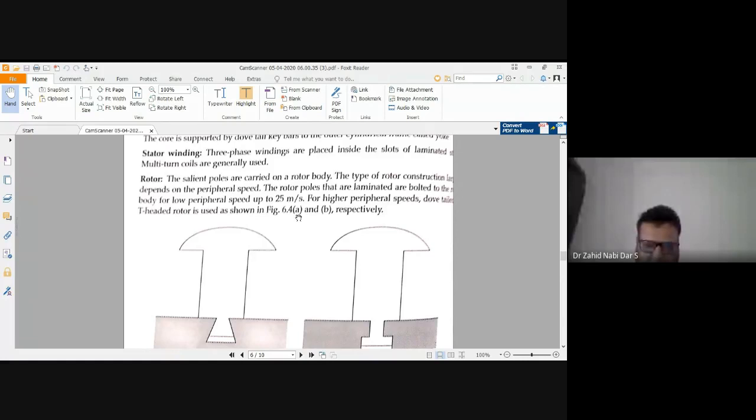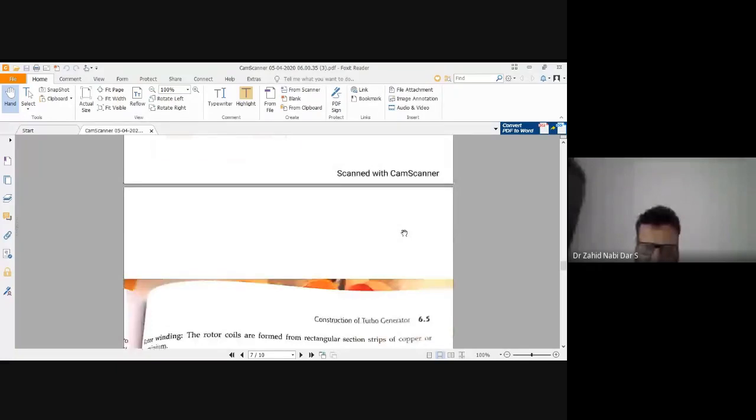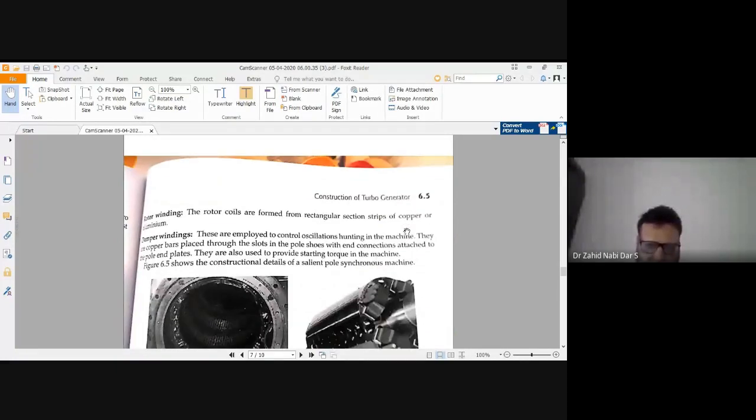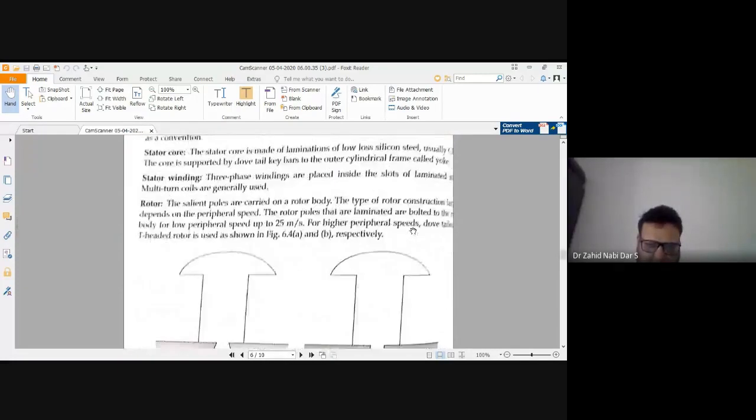For higher peripheral speed, a dovetail T-shaped rotor is used. For lower peripheral speed, a little higher, a T-shaped rotor is used because it can withstand the centrifugal force. Now let's come to the low winding, low speed hydro generators.